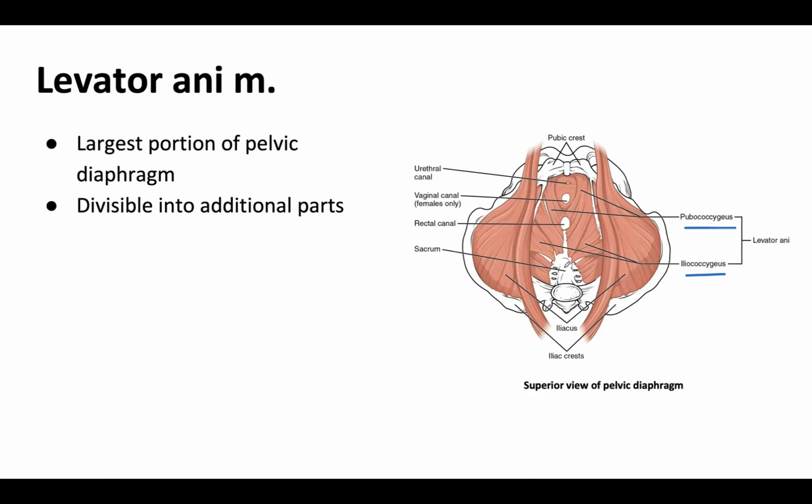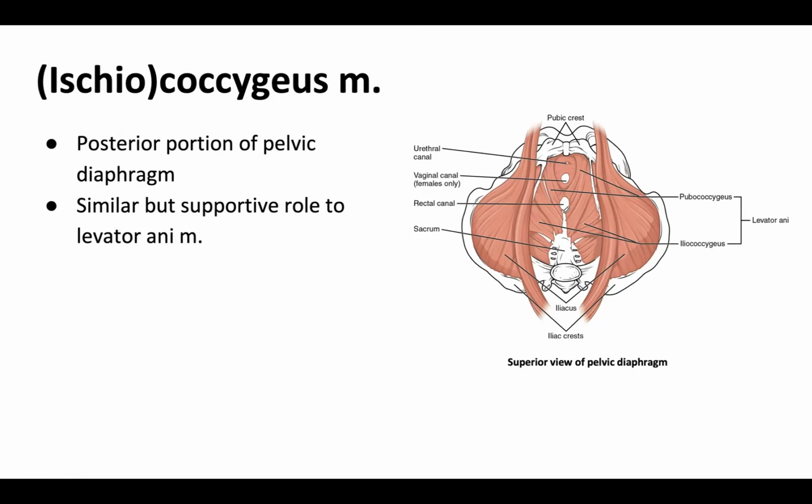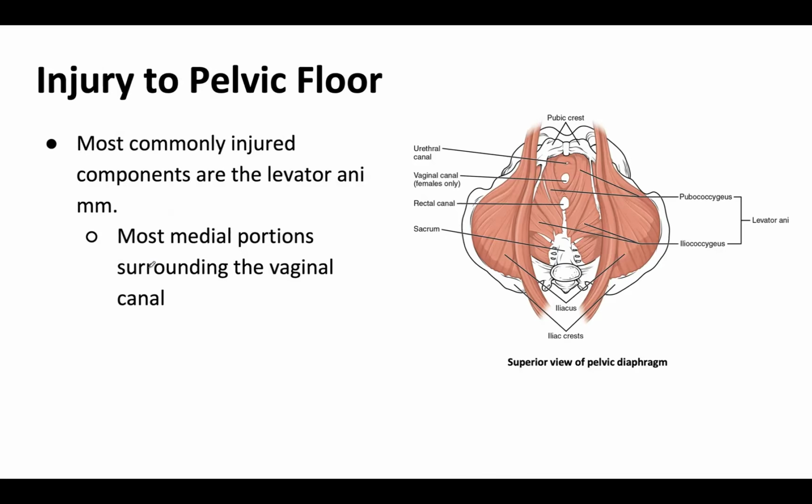It is within the levator ani muscles that the openings for the viscera that we just discussed are going to be located. And this muscle is tonically contracted pretty constantly to support the pelvic viscera and will also play a role in terms of fecal as well as urinary continence. The ischio-coccygeus is the posterior portion of the pelvic diaphragm. It's considerably smaller, not nearly as visible, but it will have a similar but supportive role to the levator ani. Again, the more important muscle in this region.